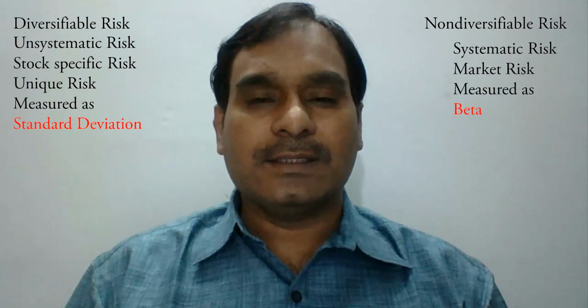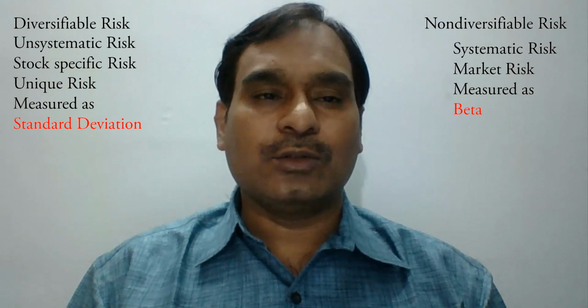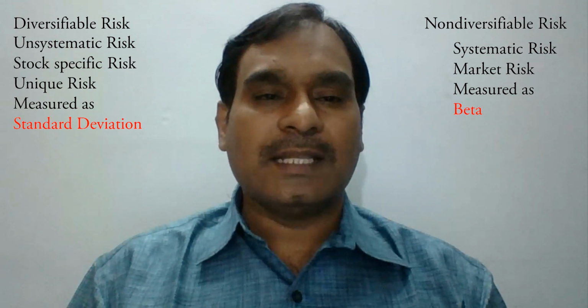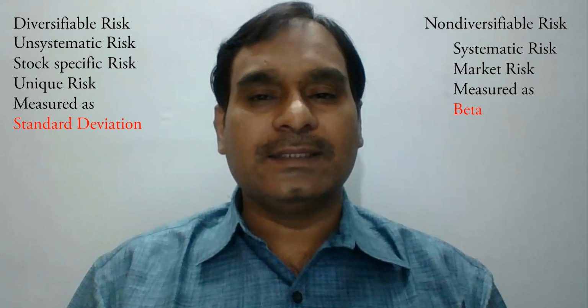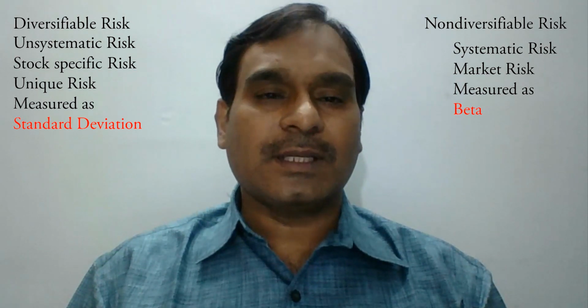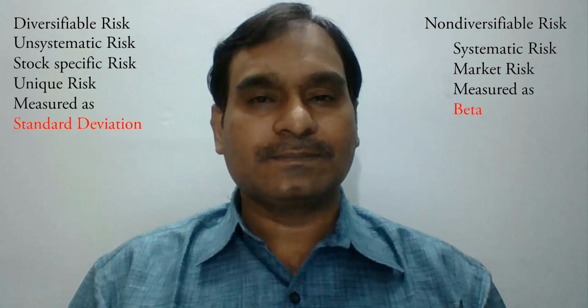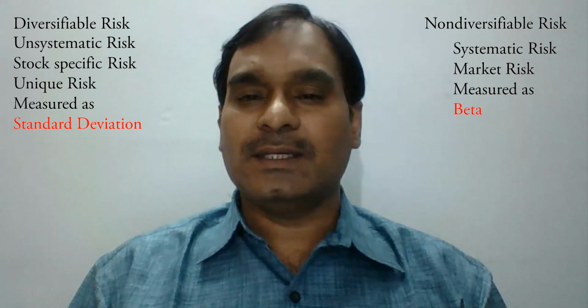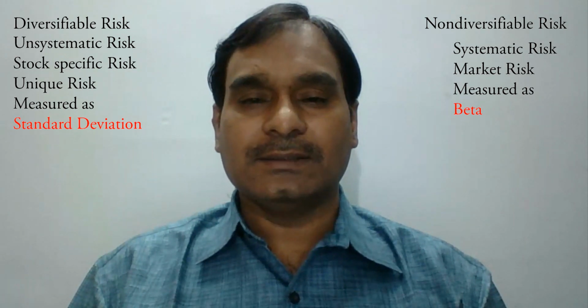In security analysis, risk can be classified into two. One is unsystematic risk and the other is systematic risk. Unsystematic risk is measured in terms of standard deviation, whereas systematic risk is measured in terms of beta. In my previous videos, I showed you how to calculate the unsystematic risk, or the standard deviation, of individual stocks.